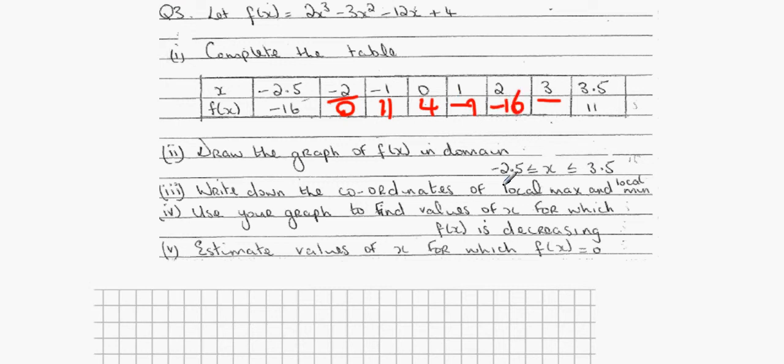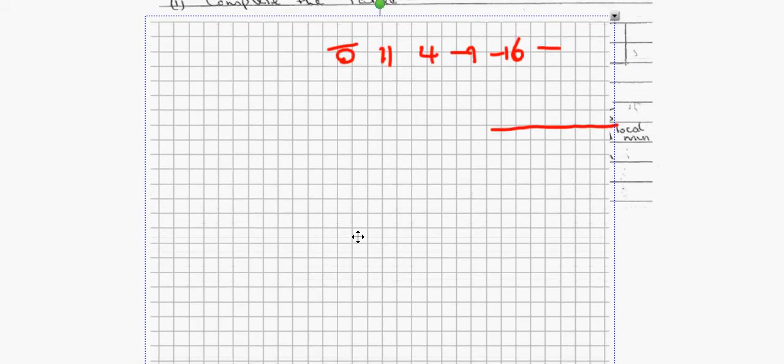Draw the graph in the domain minus 2 to minus 3.5. So the top value is 11 to minus 16, so I need about 27 blocks to draw this accurately. Just going to make these a bit smaller than they would be previously. I'm going to need 27 of these blocks.